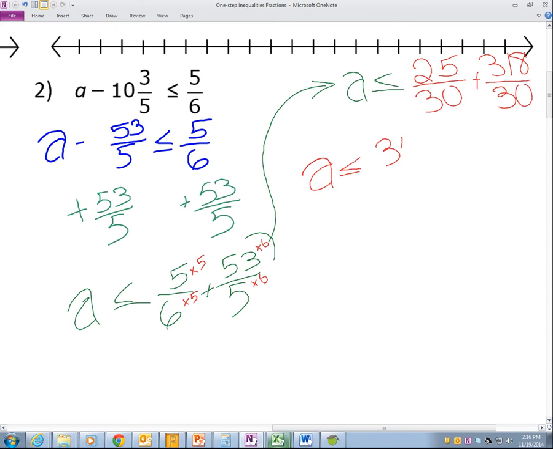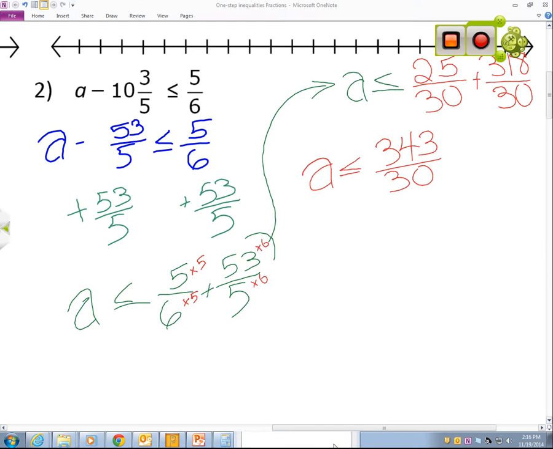This is 343 over 30. Not done yet. I still need to simplify, but I'm going to pause for questions. And to make sure I'm recording. Yes, I am. Now I need to simplify that.